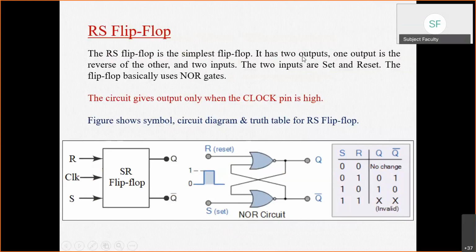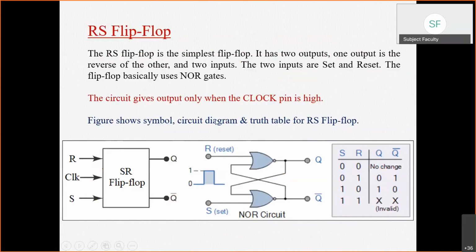It has two outputs. Obviously, it will have two outputs. One output is the reverse of the other. Okay, we have seen that. One output will be Q and the other will be Q bar. And two inputs are there. The two inputs are set and reset. The flip-flop basically uses NOR gates.